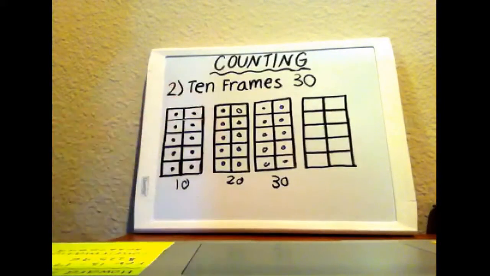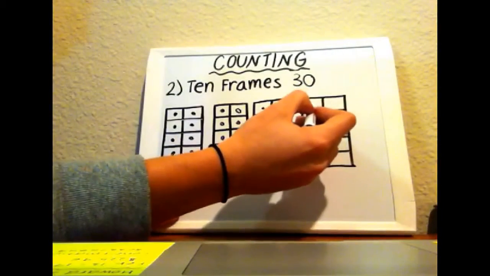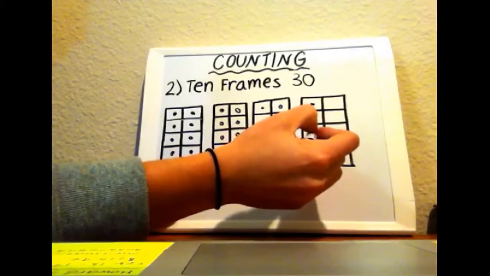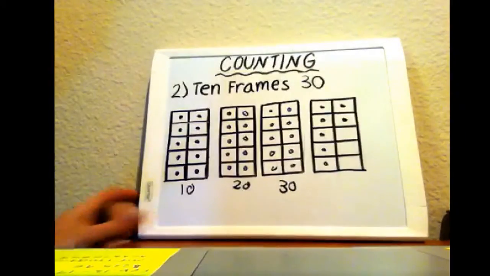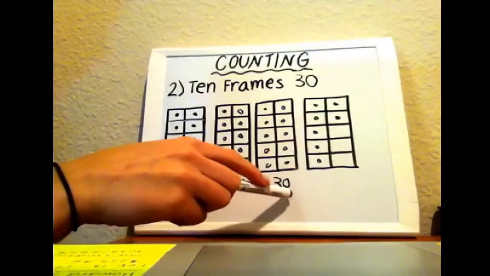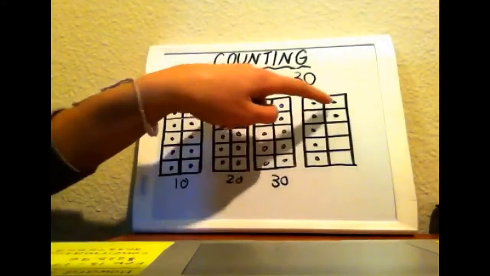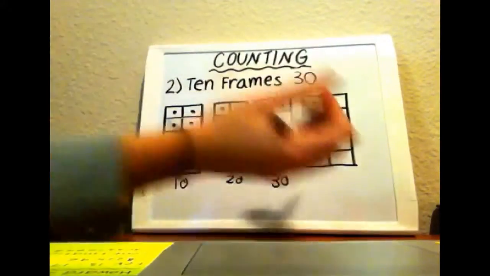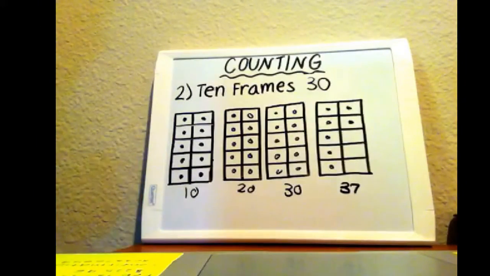But let's say you have another number, maybe you have 37 that you'd like to show students. Well, you can use another 10 frame, and what you have to do is just fill in 7 of the squares. 5, 6, 7. So this shows us that we have 10, 20, 30, and then 31, 2, 3, 4, 5, 6, 7. So we have 37. We showed the number 37 using 10 frames.